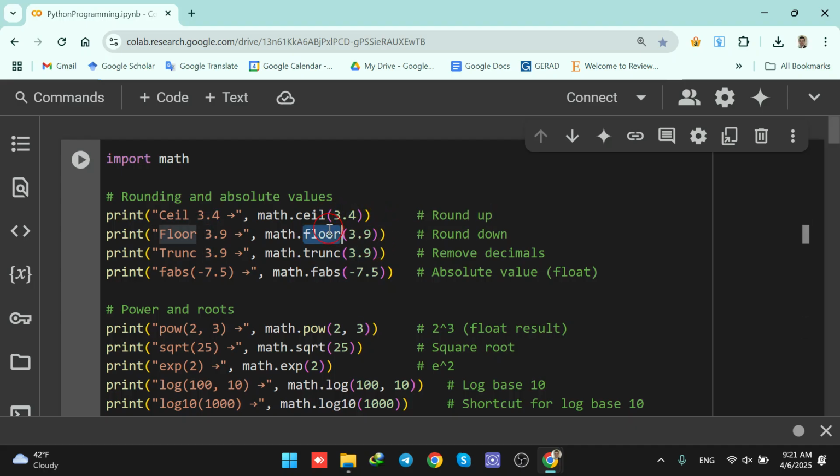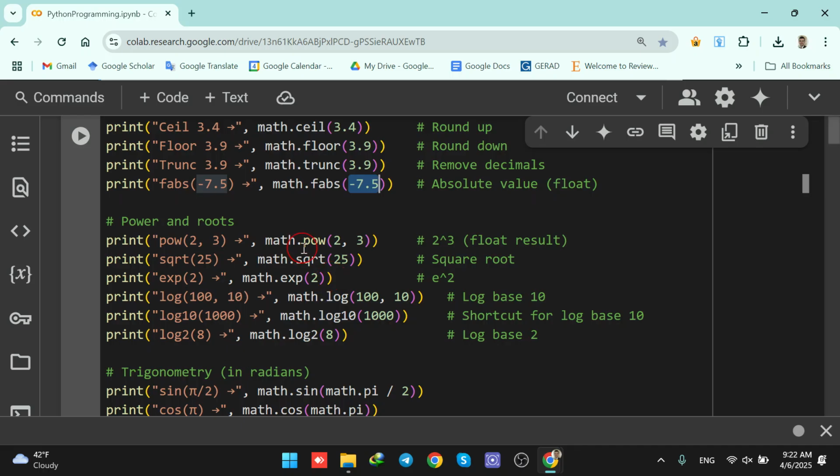Then the floor function is there, which is going to round down our number. So 3.9 now becomes 3. We are having the trunc function, which is going to remove the decimal, so we will have 3 as well in the output. And we are having the absolute value function, which is going to return 7.5 instead of negative 7.5.